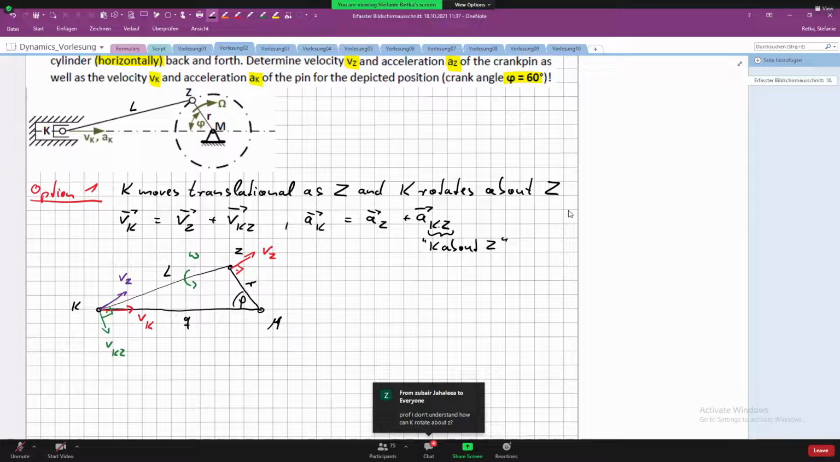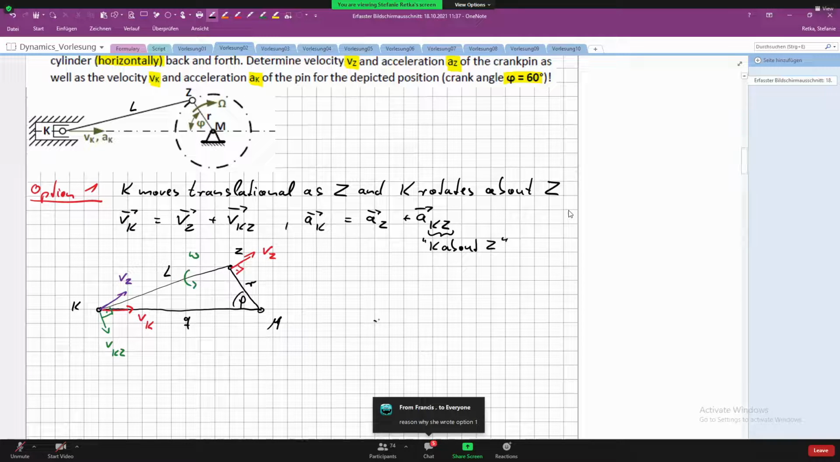Okay, any other questions? K does not really rotate about Z. It's just an assumption, like our mathematical approach. Of course, K moves horizontal, but due to superposition of translational and rotational component, it sums up to a horizontal motion.